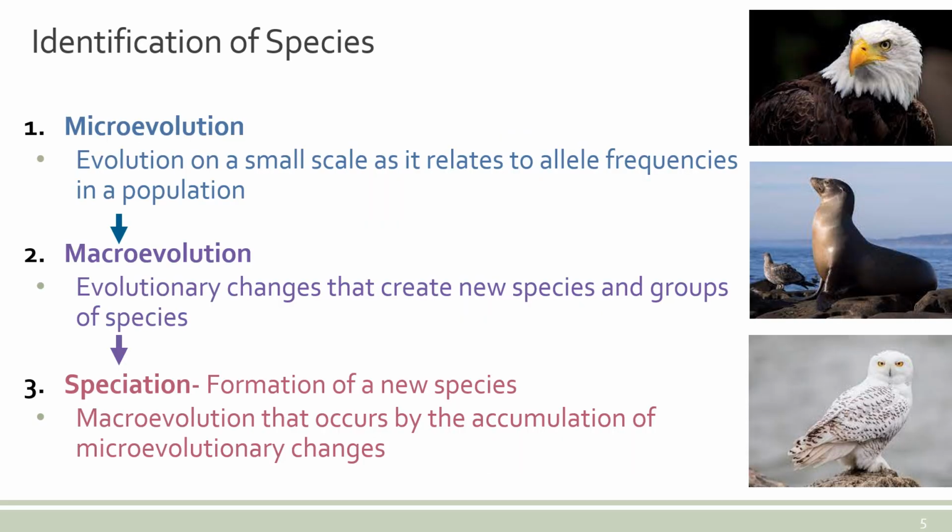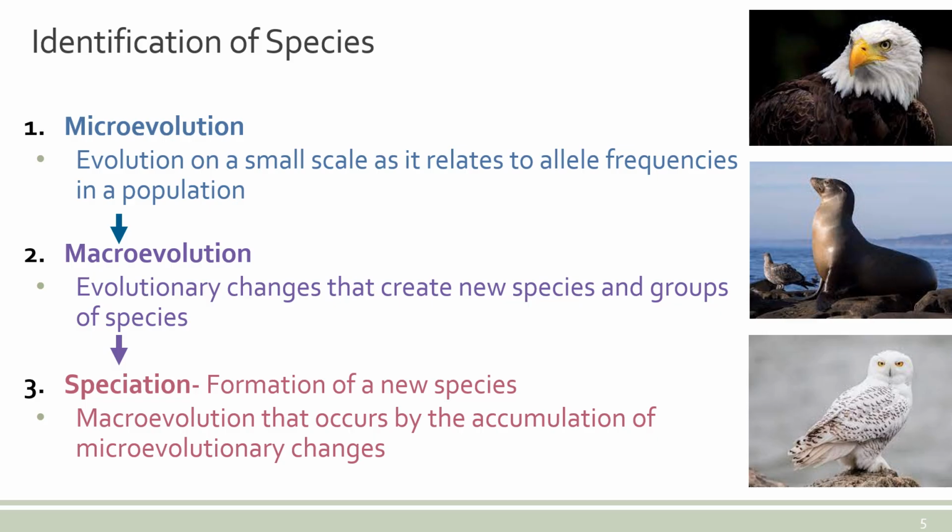So we are going to start to define what a species is by looking at the process that leads to the origin of new species. As I mentioned at the beginning of the video, microevolution is small-scale changes, and we are looking specifically at changes in allele frequencies in a population. If you are watching this for Biology 102, you would have done this in Biology 101, and so we are not going to go back and do it in detail.